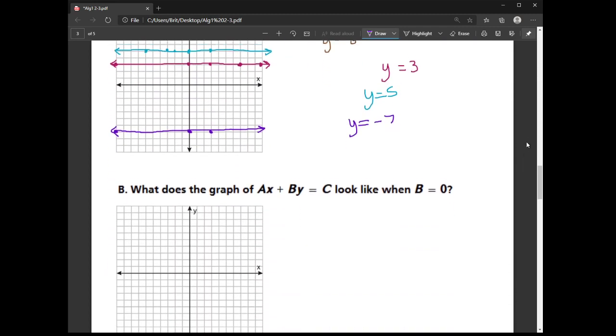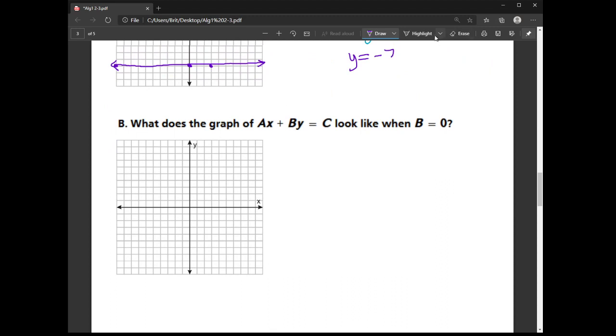Now, what about if instead of a being 0, b is 0? So we replace that with a 0. Well, that term goes away, doesn't it? And you get ax equals c. And a and c, those are just numbers, right? So I could divide by a to get x alone. And so in this case, I have x equals c over a. So x equals some kind of number.